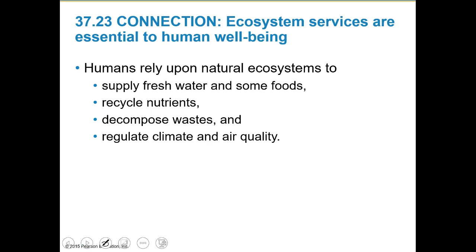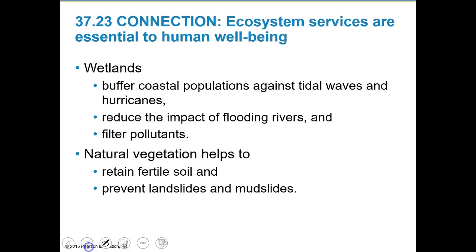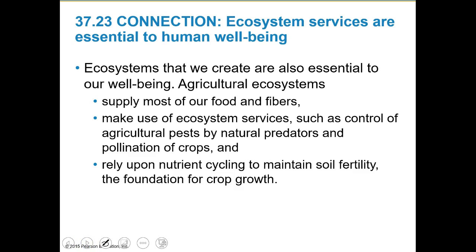So humans rely upon natural ecosystems to supply fresh water and some foods, recycle nutrients, decompose waste, and regulate climate and air quality. So wetlands help buffer coastal populations against tidal waves and hurricanes. They actually reduce the impact of flooding rivers and help us filter pollutants, because there's a lot of plants that can really help in wetlands to filter out kind of bad water and make it a little bit better. The natural vegetation actually helps retain fertile soil and prevent landslides and mudslides. So vegetation is often really, really important.